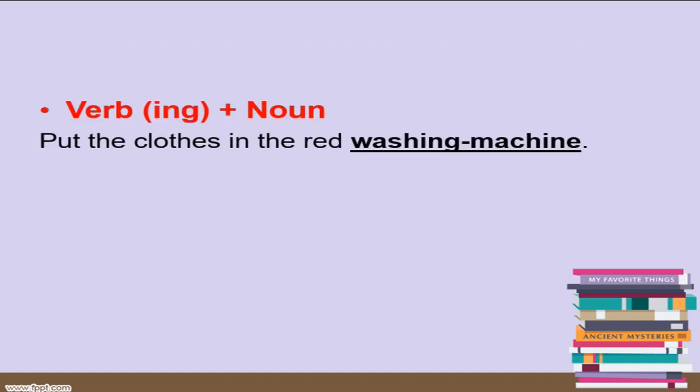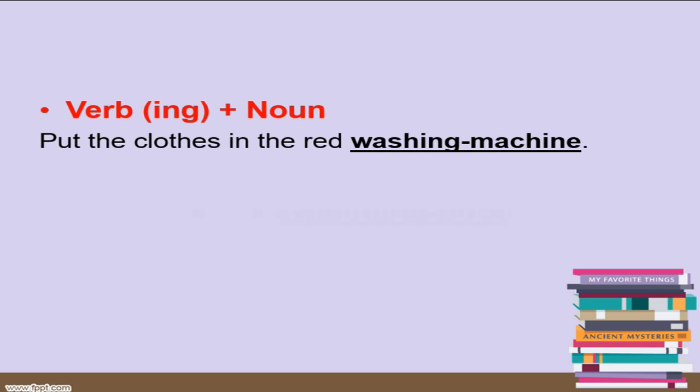Number three, verb or verb plus ing with a noun. Okay, so you can use the verb or gerund. Gerund here means verb plus ing, with a noun. So, put the clothes in the red washing machine. So washing here is from the verb wash, but I added ing, and machine is a noun. So washing machine: to wash something is a verb, and machine is a noun. We combine them together to get a new single noun. This is the machine that you use to wash your clothes.